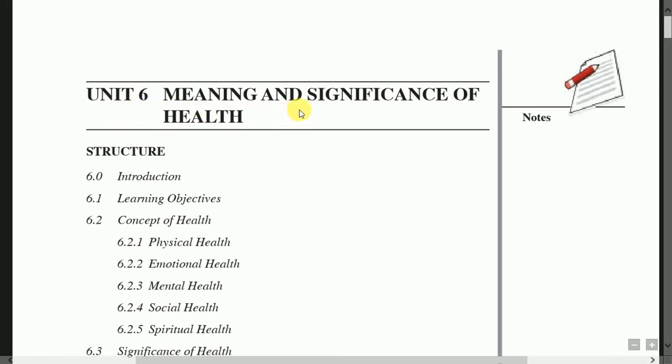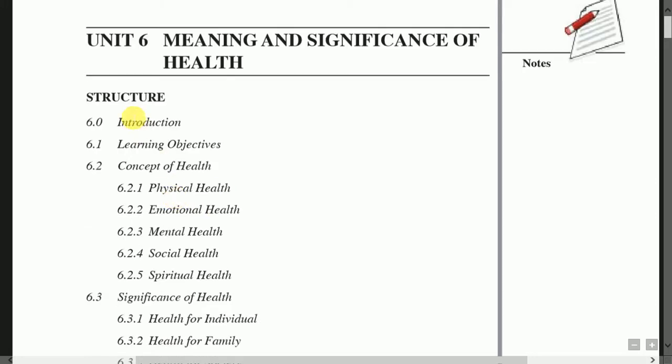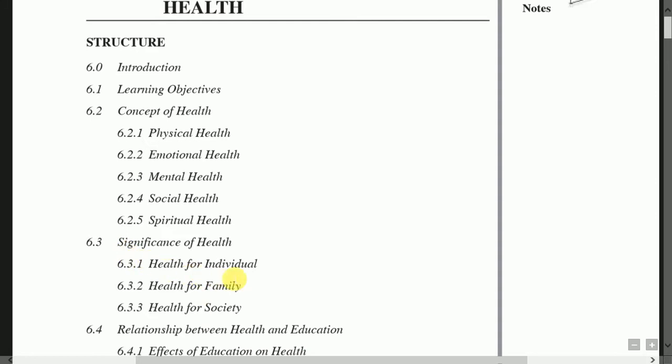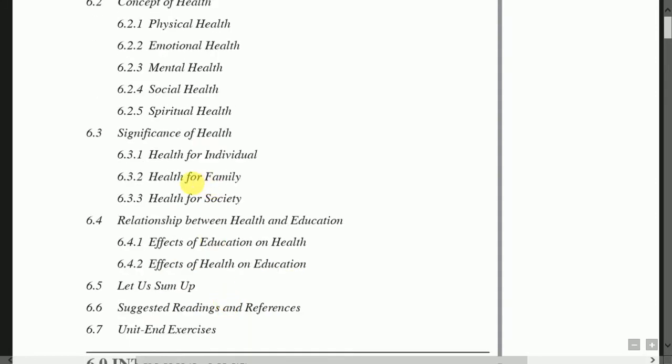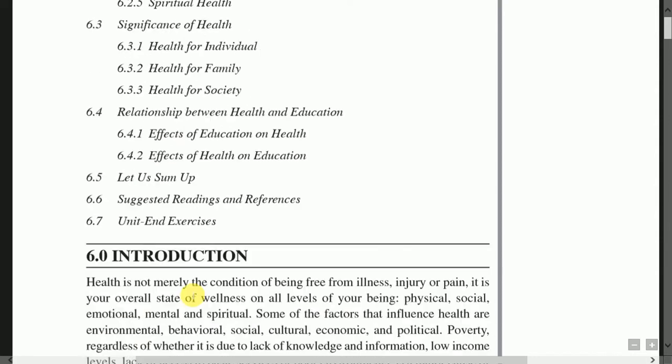NIOS D.El.Ed program, course code 508, Unit 6: Meaning and Significance of Health. Structure: Introduction, Learning Objectives, Concept of Health, Physical Health, Emotional Health, Mental Health, Social Health, Spiritual Health, Significance of Health, Health for Individual, Health for Family, Health for Society, Relationship between Health and Education, Effects of Education on Health, Effects of Health on Education. Let us sum up, suggested reading and reference, unit-end exercise.